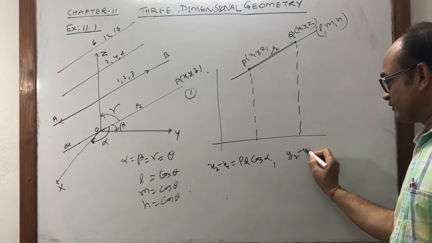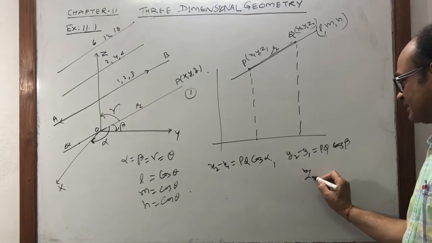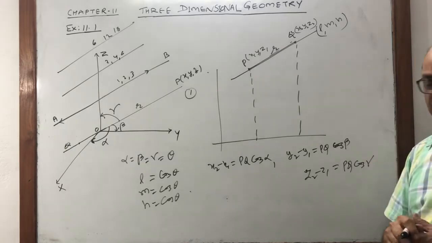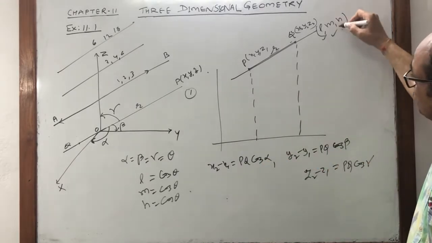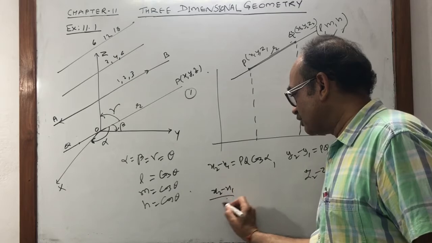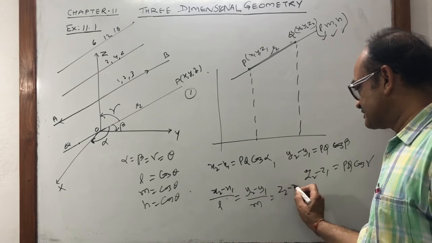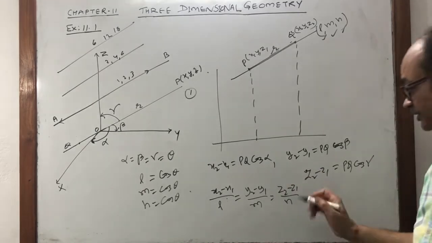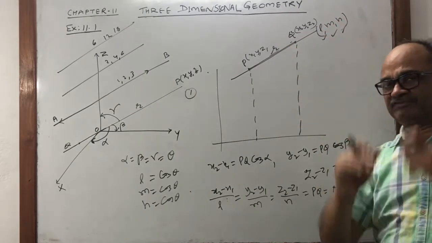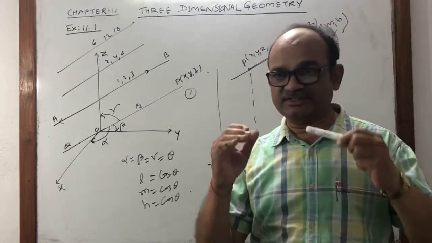Similarly, y2 minus y1 equals PQ cos beta and z2 minus z1 equals PQ cos gamma. These cos alpha, cos beta, cos gamma are given to you for this line as L, M and N. It means (x2 minus x1) upon L is the same as (y2 minus y1) upon M is the same as (z2 minus z1) upon N, which equals PQ, and PQ is R. Now what is the definition of direction ratios? Direction ratios are proportionate numbers to direction cosines.